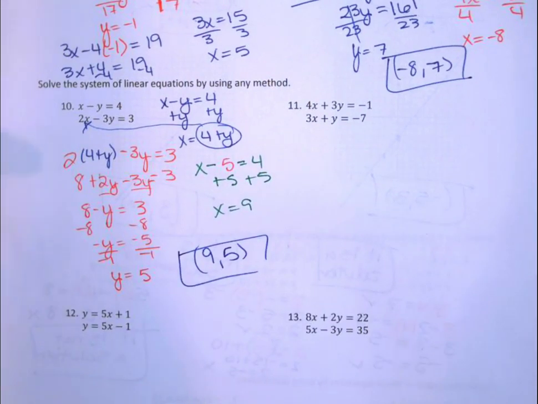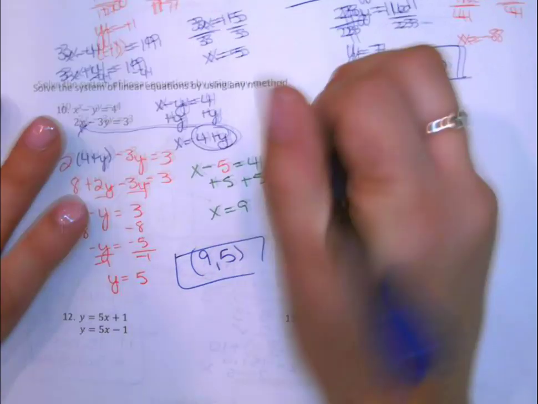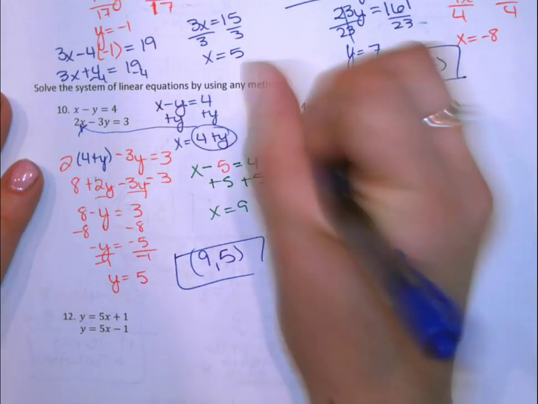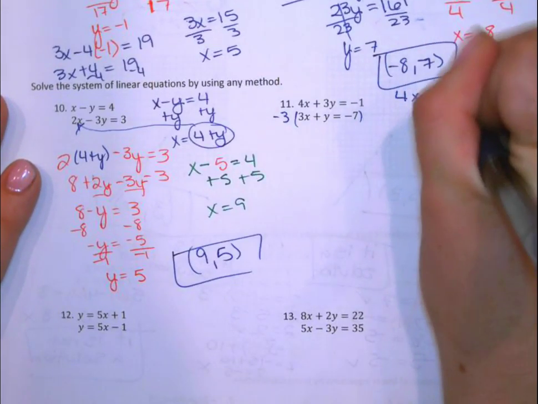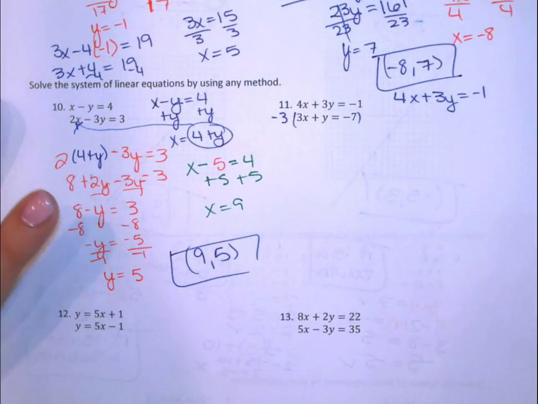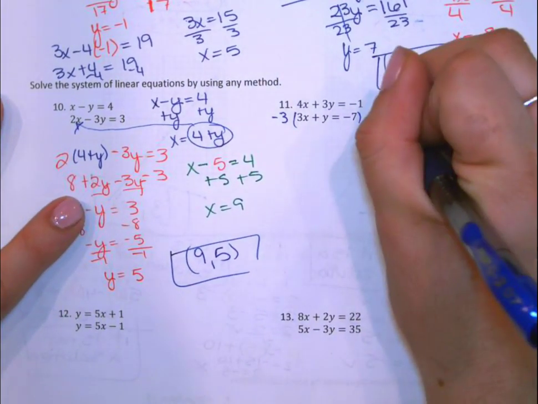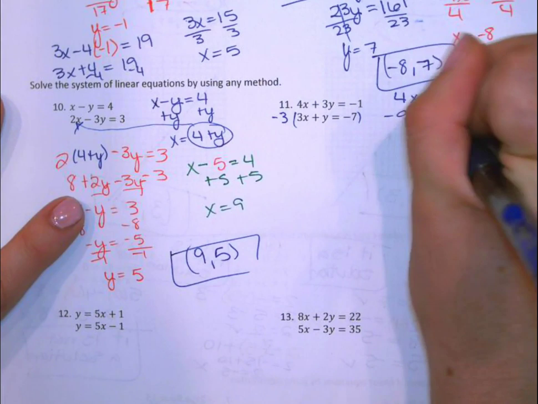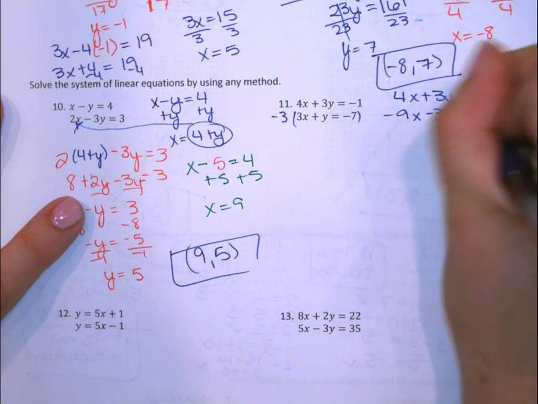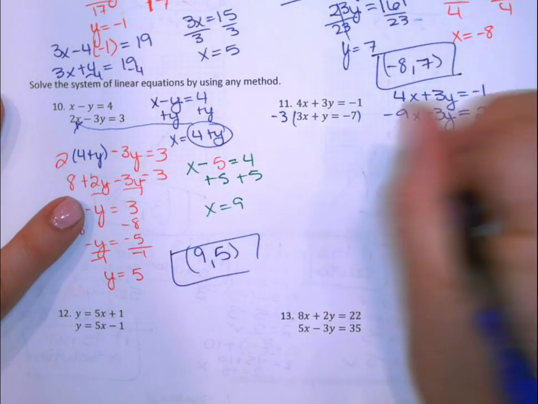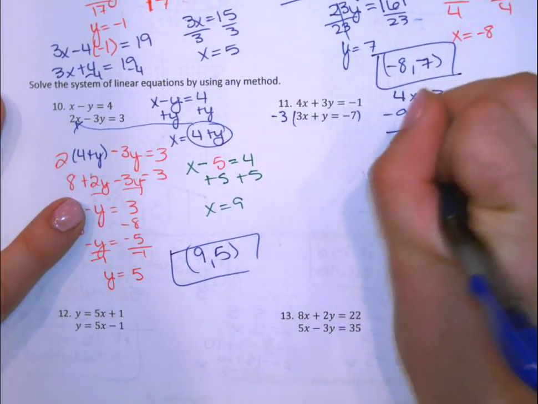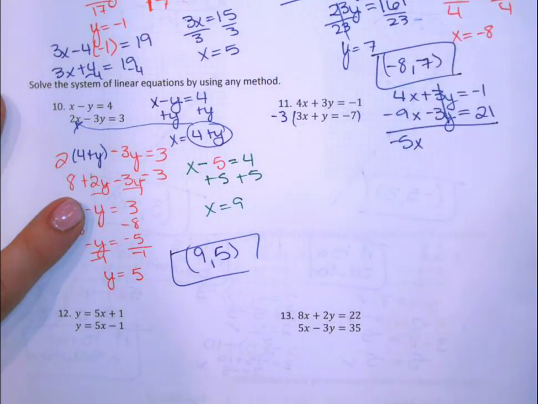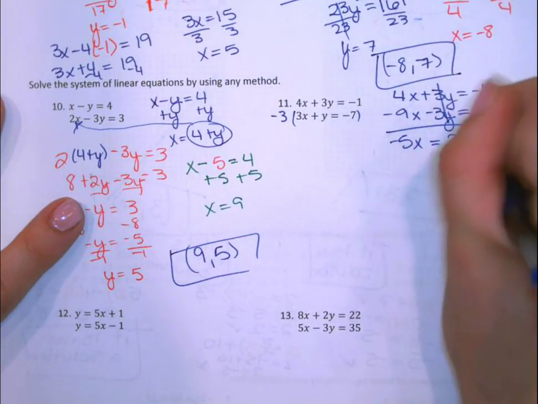On number 11, it's probably easier if I do elimination. So I don't want to get anything alone. I'm going to multiply by negative 3 on the bottom. So over on the left, I'm going to just rewrite my top equation. Nothing changed. On the bottom, I have negative 3 times 3, which is negative 9. Negative 3 times y, which is negative 3y. And negative 3 times negative 7, which gives me positive 21. I'm going to add straight down. 4 minus 9 gives me negative 5x. The 3y's cancel out. Negative 1 plus 21 is 20.